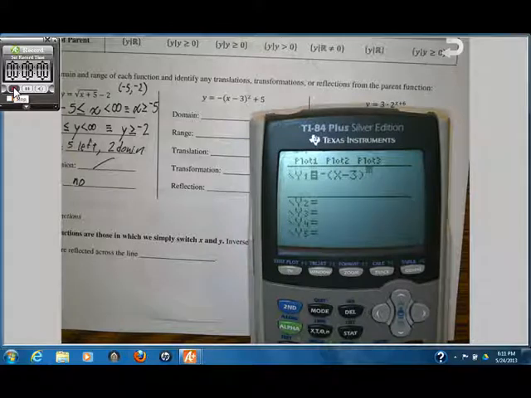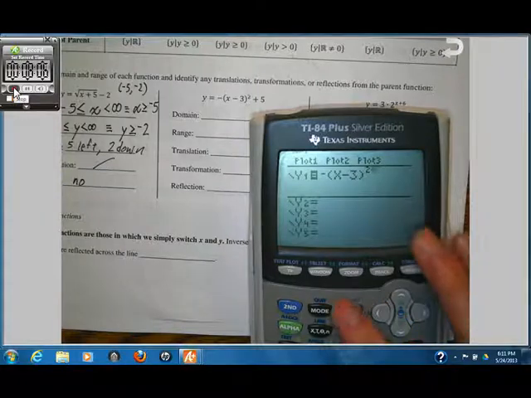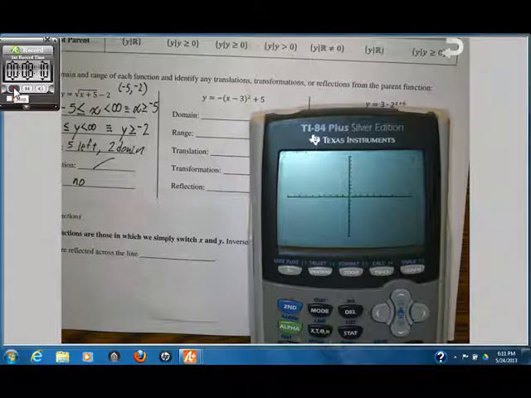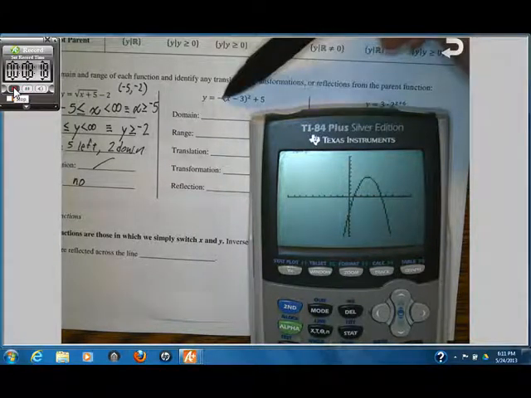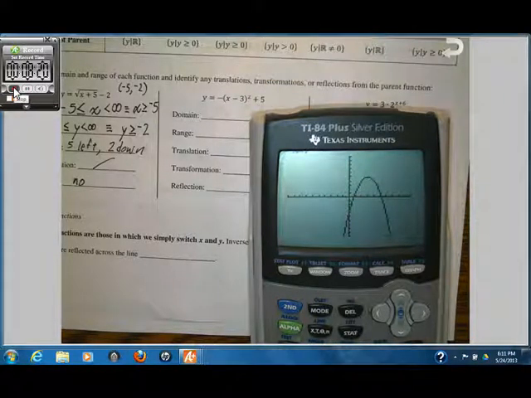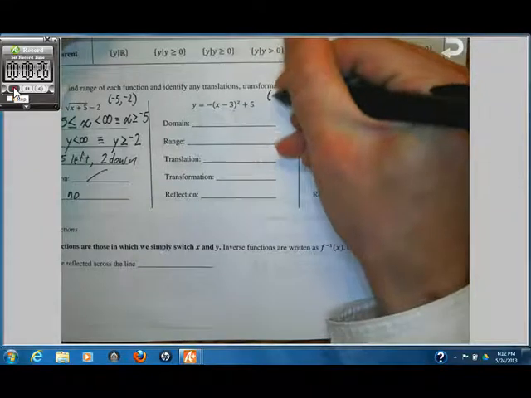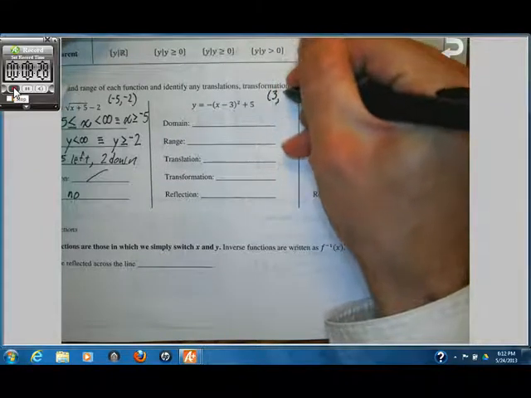It is a parabola. Specifically, it is a quadratic with a leading coefficient that is negative, and so we know it's going down. Once again, it's in vertex form. Insiders lie. So my vertex is actually (3, 5). It is a reflection because it's going down. I am reflecting across my x-axis. So let's go ahead and put those things in there first.